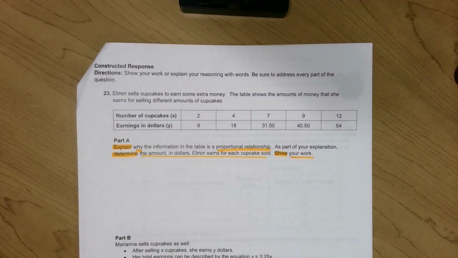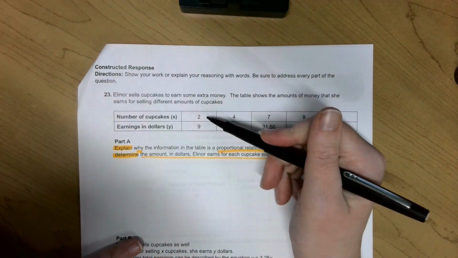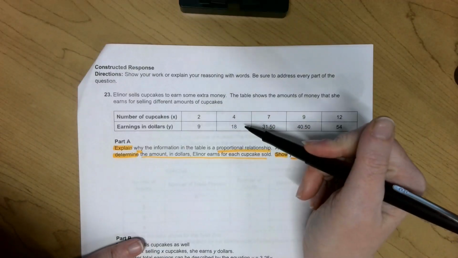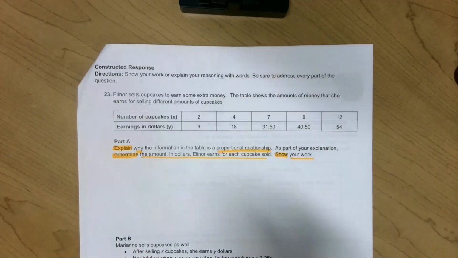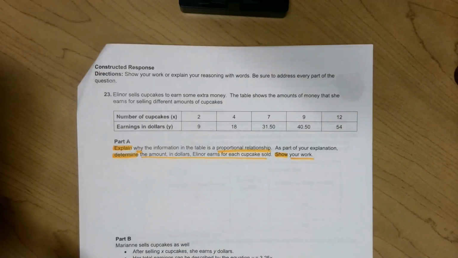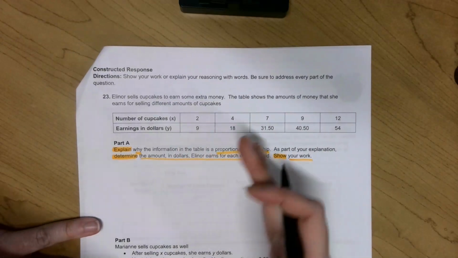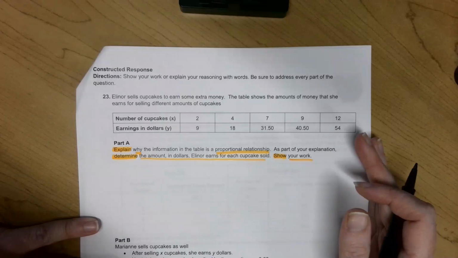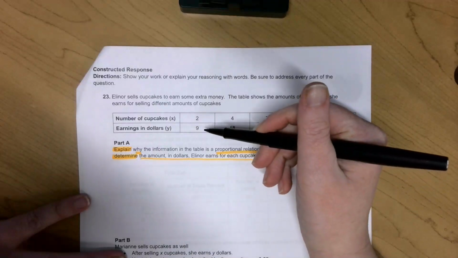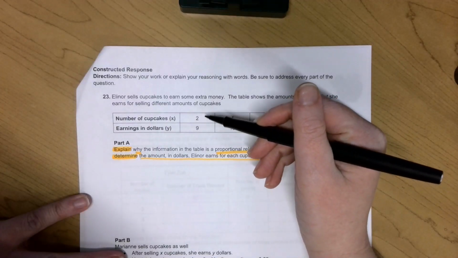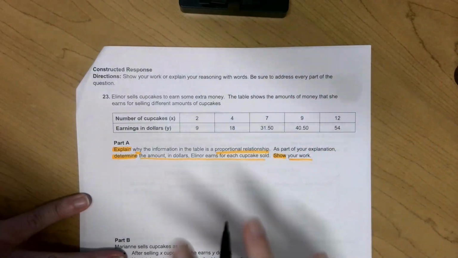All right, so let's look at how many cupcakes we're selling and how much we earn. So for 2 cupcakes, we earn $9. For 4 cupcakes, we earn $18. For 7, we earn $31.50, so on and so forth. So if this is a proportional relationship, that means each cupcake will cost the same, and there should be a unit rate. We should be able to take the amount of money we earn and divide it by the number of cupcakes and get a unit rate, or it should be consistent throughout.